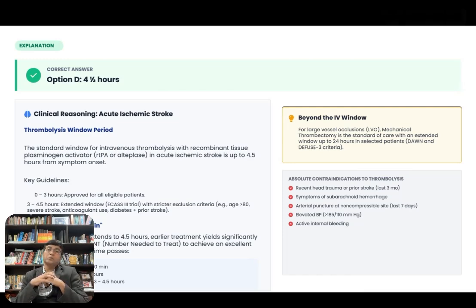And if blood pressure is more than 185 by 110, it should be treated if the patient is a candidate for thrombolysis.